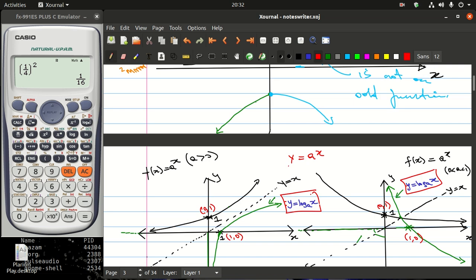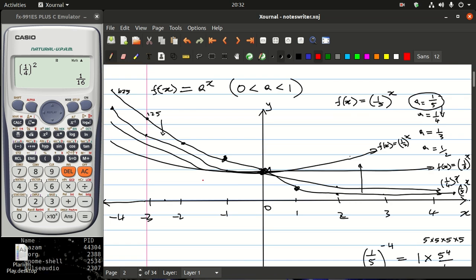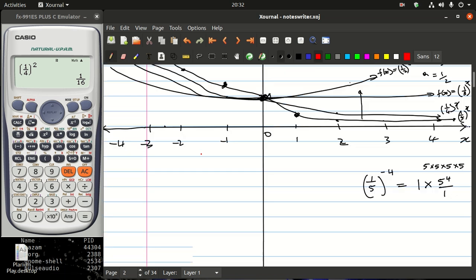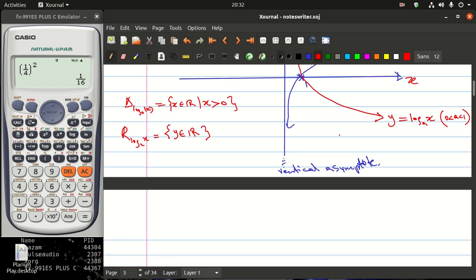Another way to look at this is that when you were interchanging, we had a domain for this function. The domain of this function was x is an element of real numbers. So when you have a mirror along the line y is equal to x, the domain becomes the range. So you just change the x there to y is an element of real numbers, and the range becomes the domain. So x is an element of real numbers such that x is greater than 0. This is what has happened up to this far.